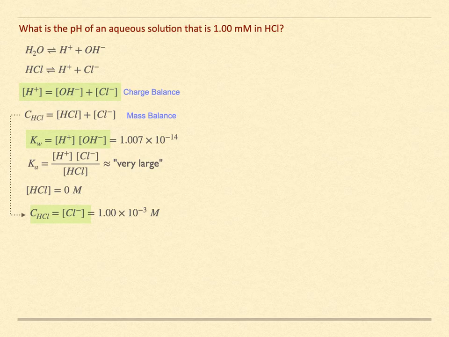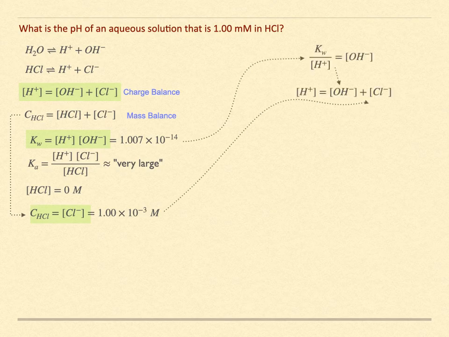The strategy one follows is to reorganize one equation to solve for one unknown and then substitute it into another equation. You continue to do this until you have an equation you can solve. We are asked about pH, so let's aim to have an equation with only the concentration of H plus in it. Rewrite the water equilibrium to solve for OH minus and substitute that into the charge balance. Our very simple mass balance equation has also given us the equilibrium concentration for chloride ion, 1 millimolar.